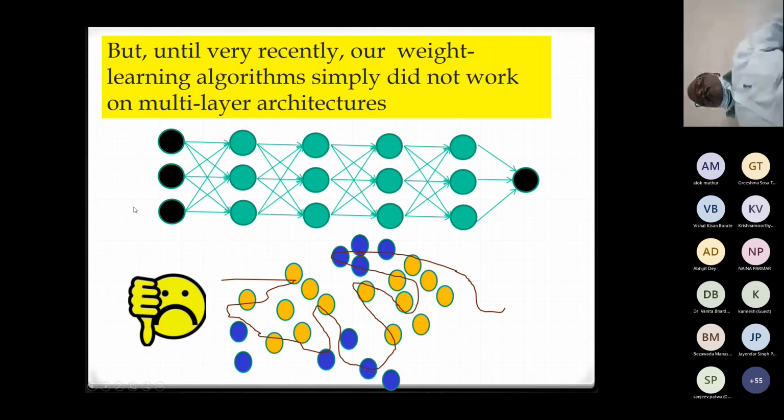Okay, so multi-layer architecture is also very important. How you predict, how you manage them, how you identify them and segment them properly. This is also a very important thing.